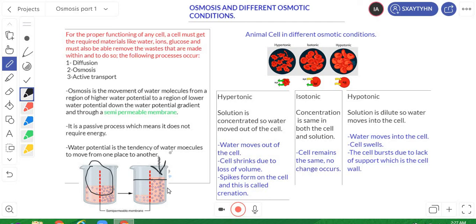Same number of water molecules on both sides, but the number of solids will remain different, because again this here is a partially permeable membrane and it does not allow solids to enter, but then it will reach a dynamic equilibrium as the number of water molecules is the same.